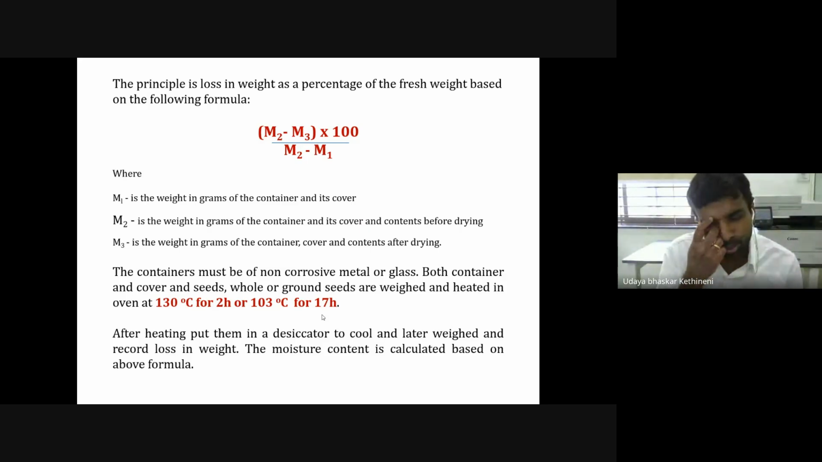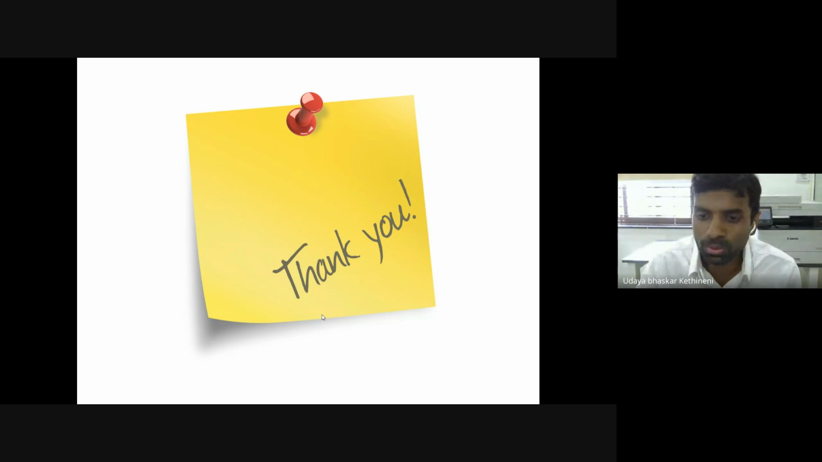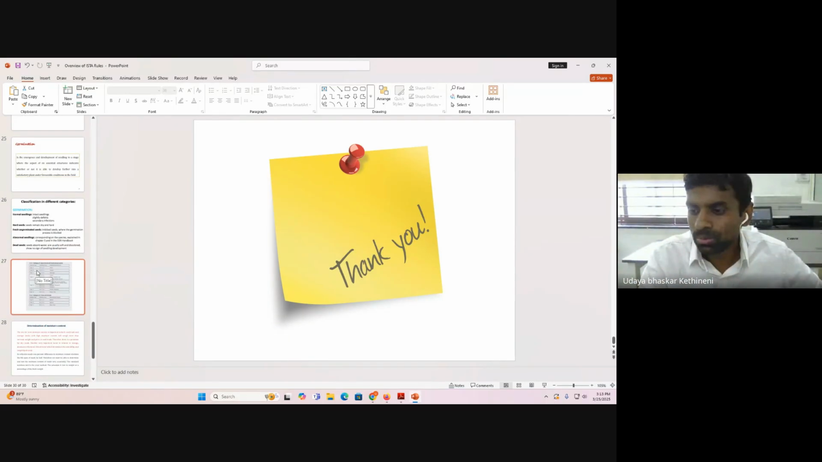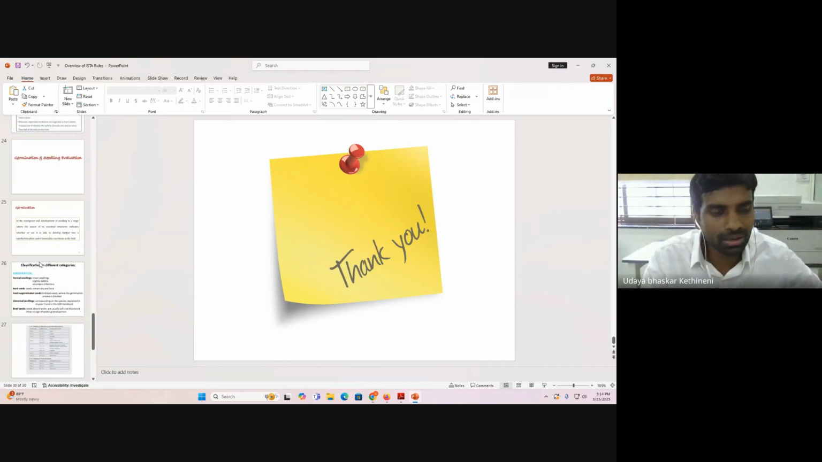There is a proverb that the devil lies in the detail. So detailing is the most important aspect, and that is the underlying aspect of ISTA rules of testing. This is the broad view I want to give, because I don't want to deal with any particular aspect in toto, as it itself comprises the entire seed testing aspect. If you have any specific queries, I will try to answer them.